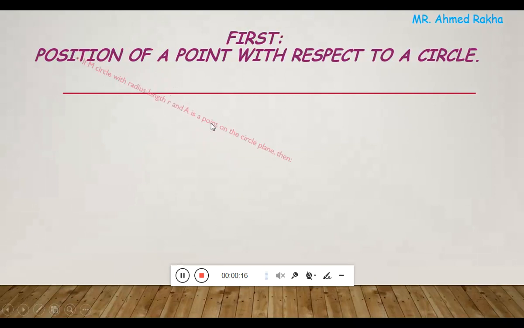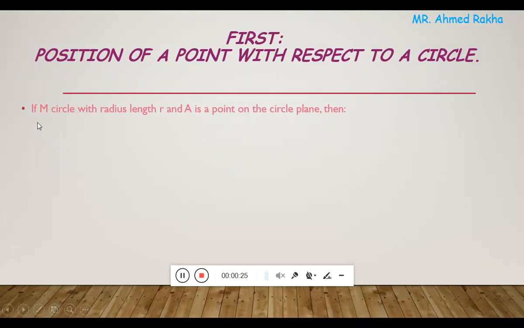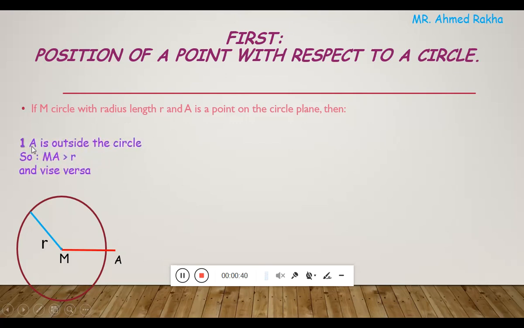In this slide we'll talk about position of a point with respect to a circle. Here we will have a point and a circle. If M is a circle with radius length R and A is a point on the circle's plane, then here A is outside the circle. So that means the length of MA will be more than the length of the radius R.